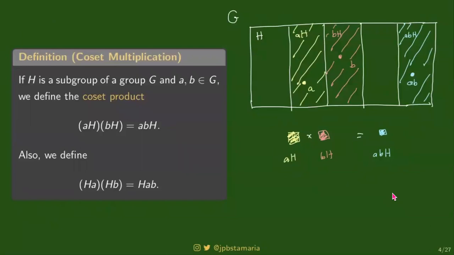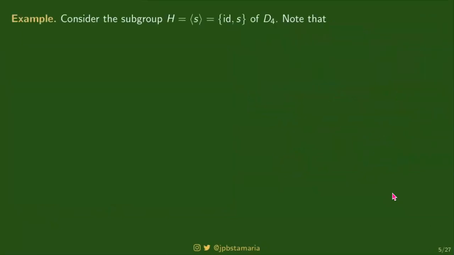Kaya lang 3 minutes. Kaya pa ba? Sige, kaya. I will show you the complication of this definition. You cannot just define a coset multiplication actually. There will be a problem. What will be the problem, sir?